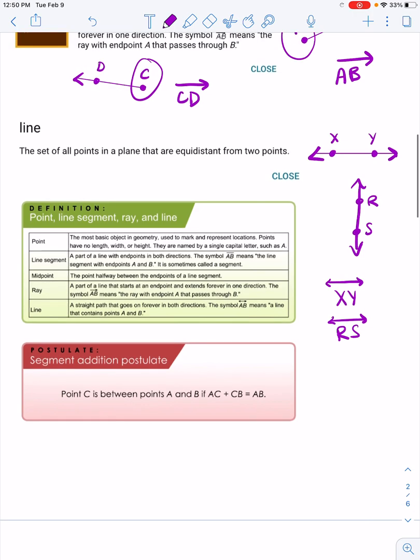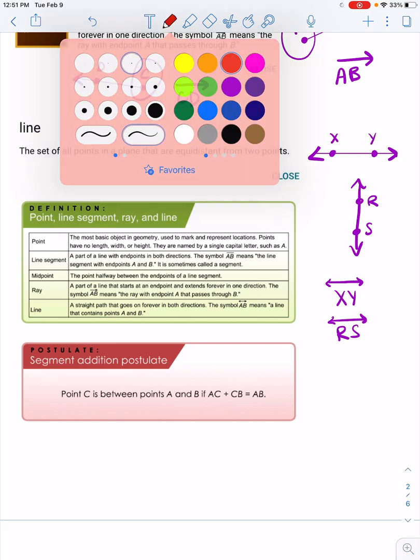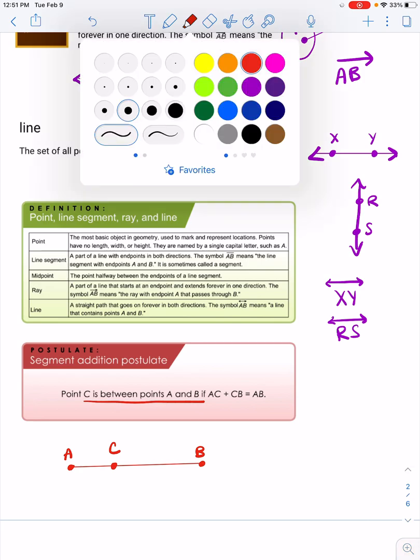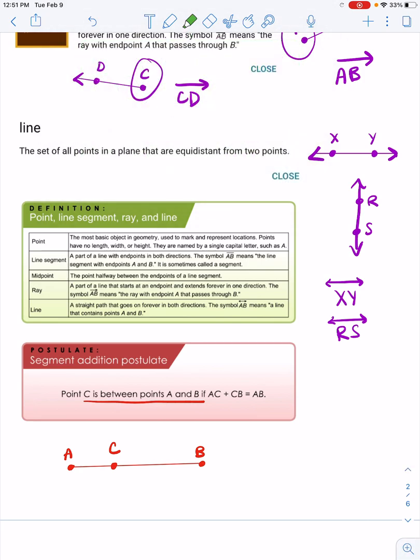So it says the segment addition postulate: point C is between points A and B if AC plus CB is equal to AB. So what this is saying is that if we have, I'm going to do a different color here, a segment AB, so my endpoints are A and B, and then point C is somewhere between A and B, it doesn't have to be right in the middle, but just somewhere in between, then it's saying, and I'm going to use a highlighter here, if I add this segment, AC, so look at this part right here.